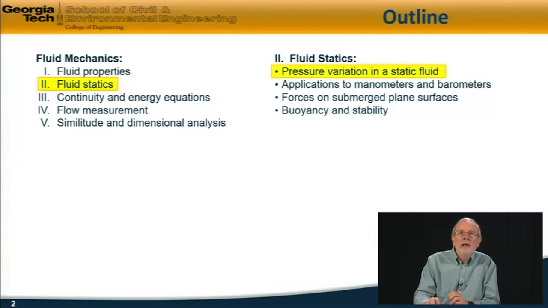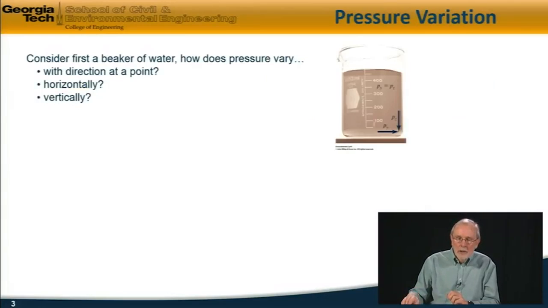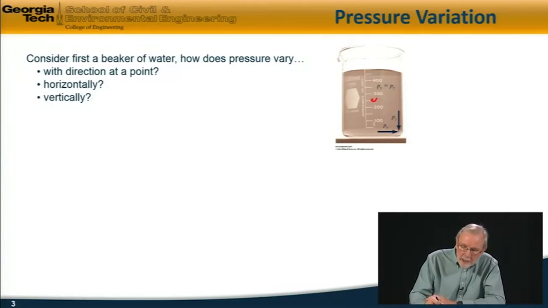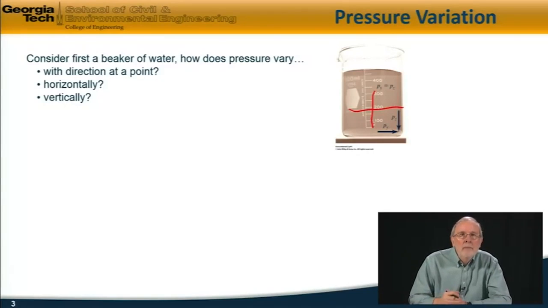So the topic for today is pressure variation in a stationary or static fluid. The questions we want to address are: let's suppose that we have an example of water sitting in a beaker, and we look at some point in this fluid right here. How does the pressure at that point vary with direction? Secondly, how does the pressure in this beaker vary with position, in the horizontal direction and also in the vertical direction? These are the questions that we're going to address in this segment.